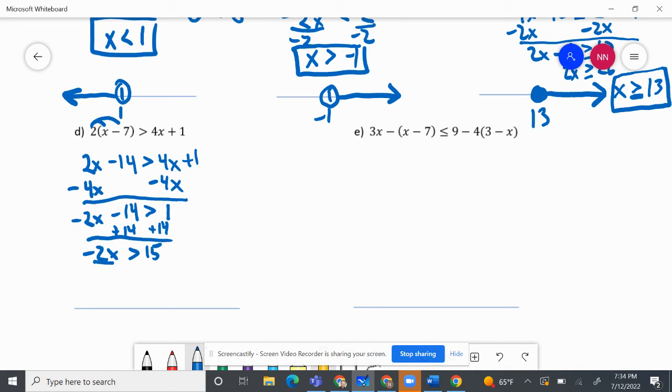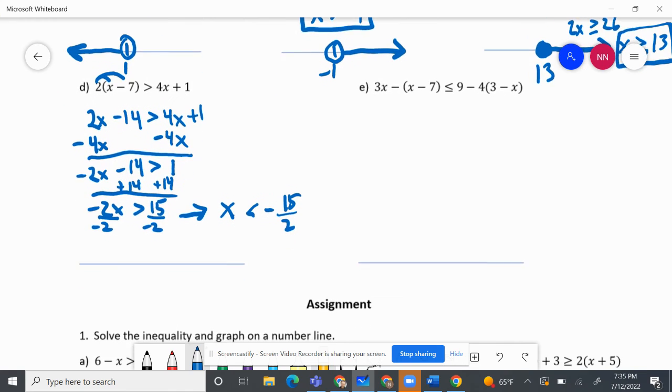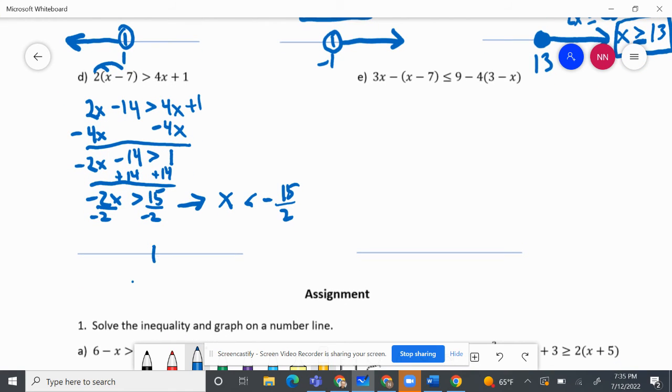I divide it by negative 2, and remember when you divide by a negative, what happens is the inequality switches, so I have x is less than negative 15 over 2. Now, even though it's a fraction, it doesn't change anything. We still put the negative 15 over 2 in the middle. We put an open circle. Since this is less than, it's going to go to the left.